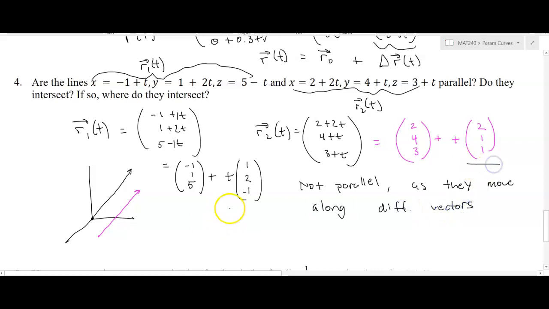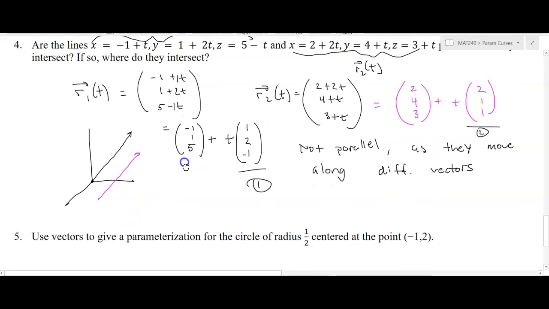And so those vectors, we can call that vector 1, vector 2, and they clearly move along different paths. Every time t increases by 1 here, x increases by 1, y increases by 2, z decreases by 1. But every time t increases by 1 here, x increases by 2, y increases by 1, and z increases by 1. So there's no way these two vectors can be parallel.